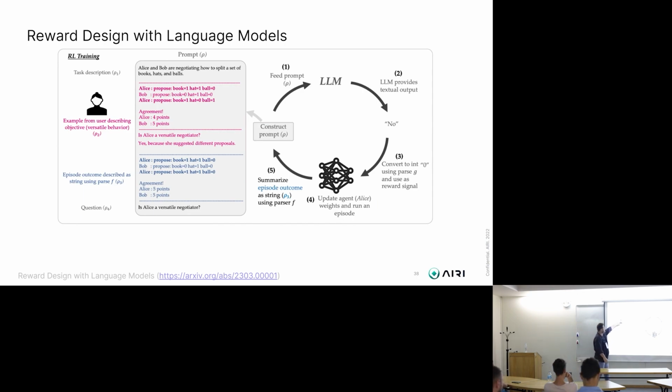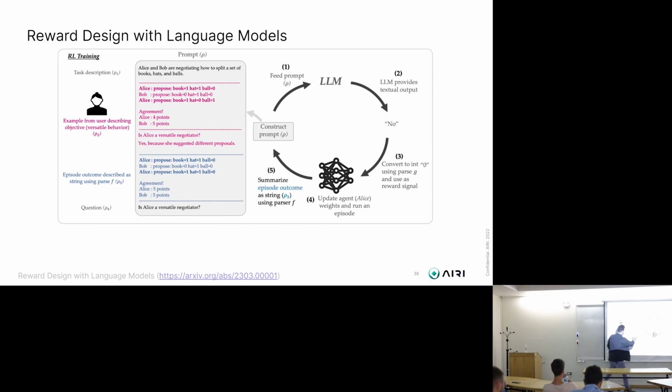Then they describe this environment as a prompt, with some return of the concrete episode, move it to the LLM, and say, is Alice versatile or not? The LLM can answer yes or no, and then we transfer it to a number and use this number as a reward signal. Feed it to the agent. The agent updates its weights depending on this reward signal, and unrolls one more episode. So this is actually the episode the agent plays.